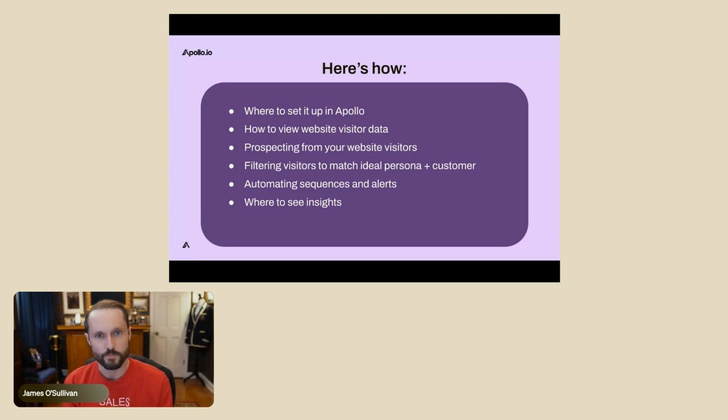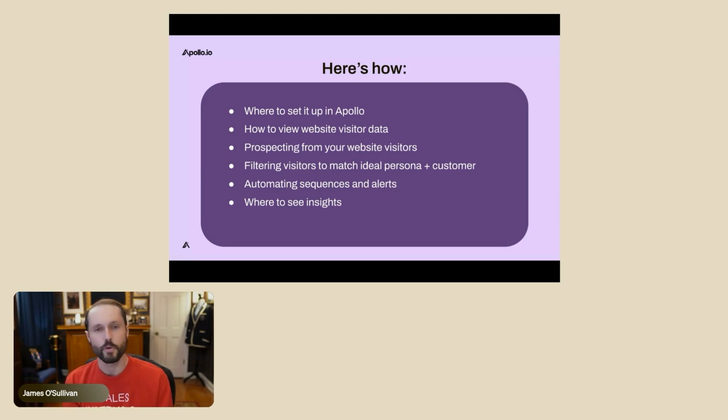How to prospect from those quick and easy, especially if you don't have a lot of website visitors. You can be doing this really simple. But if you do have a lot of visitors or you want to set up automations, I'm going to show you how to filter it so it's only your ideal ones, matching the right fit company or persona, automating that into sequences so you have some high intent, something that's going to be perfect for that type of lead, and setting up alerts for the reps.